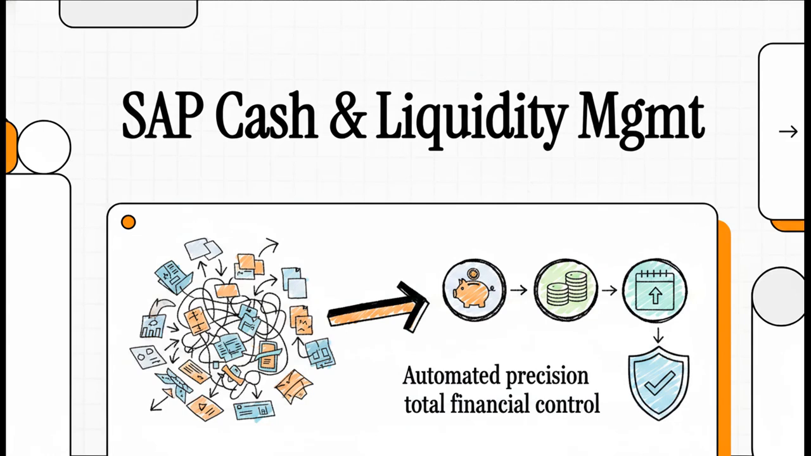Today, we're diving straight into a massive challenge that literally every finance team faces, turning that giant, dense mountain of financial data into total, crystal-clear cash flow visibility. We're talking about SAP's cash and liquidity management tools, and how we can finally make that leap from manual, everyday chaos right into automated precision.